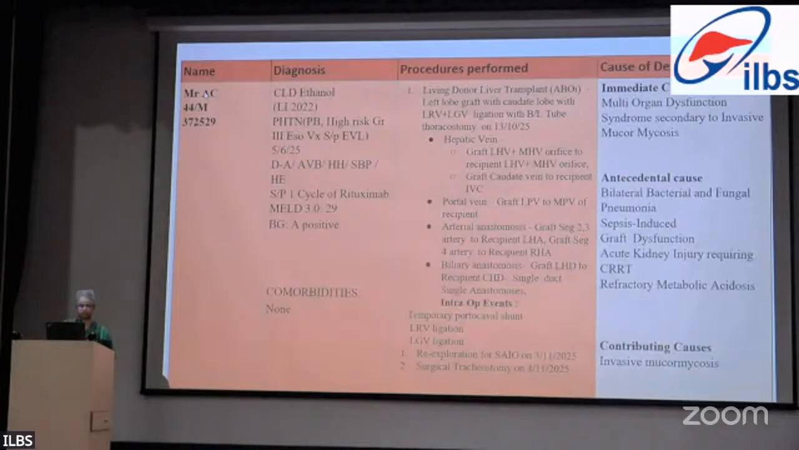We had Mr. AC, a 44-year-old male. We will be discussing this mortality in detail. He was a CLD ethanol patient with a MELD of 29, and we did an ABO incompatible liver transplant after 1 cycle of rituximab. Intraoperatively, we made a portocaval shunt and a left renal vein ligation and a left gastric vein ligation. Later on, the patient had multi-organ failure due to invasive mucormycosis, and bacterial and fungal pneumonia, and then he had sepsis-induced graft dysfunction and acute kidney injury, which required CRRT.